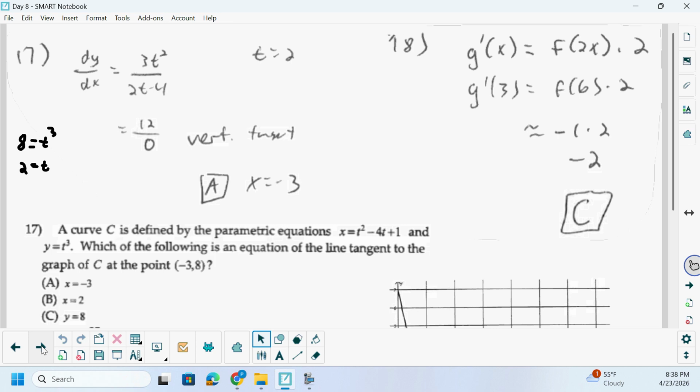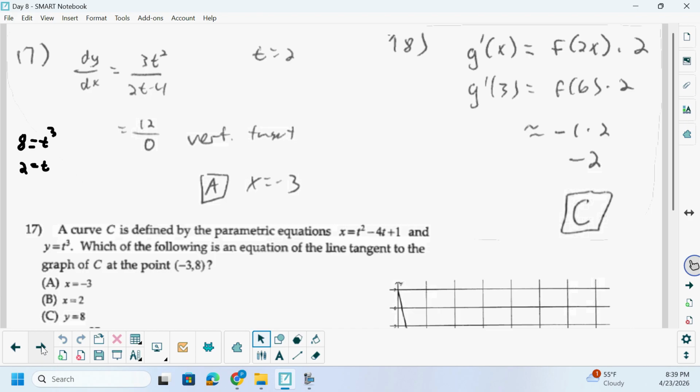Over on the next one, do your dy dt over dx dt, you get 3t squared over 2t minus 4. But we don't know what the t value is. So put negative 3 in for x and 8 in for y. And we're looking for the value of t that is then a solution of both those equations. Well, the 8 equals t cubed, there's only one solution. It's t equals 2. So because there's only one solution, we don't even have to bother solving the other one. That must be the value of t.